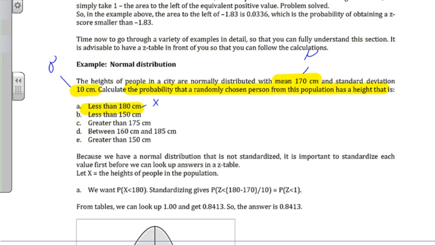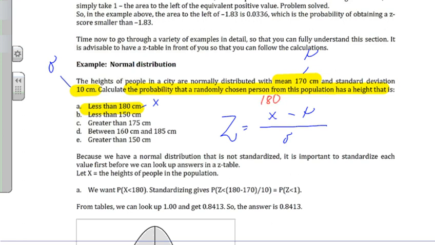Let's standardize that. Standardizing is what I do when I do my z. So what do I do? I say, what's x? It's going to be, remember, x minus mu over standard deviation. What's my x?